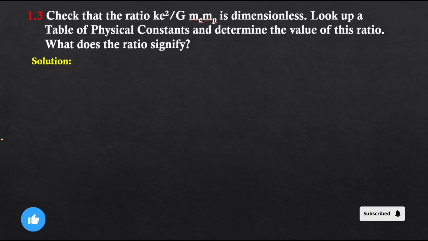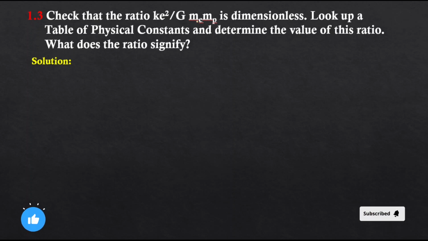Hello everyone. Here we can see question number 3. Check that the ratio Ke square by G into MeMp, that is mass of the electron and mass of the proton, is dimensionless. Look up a table of physical constants and determine the value of this ratio. What does the ratio signify?